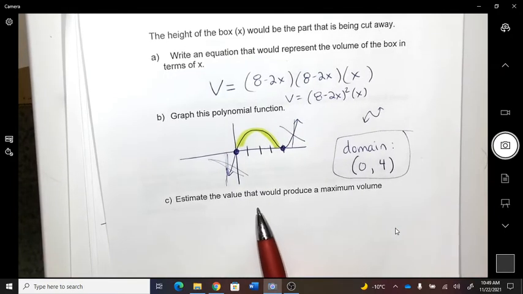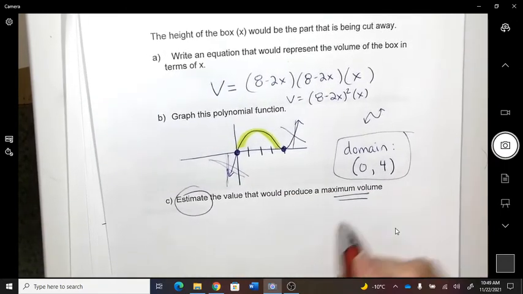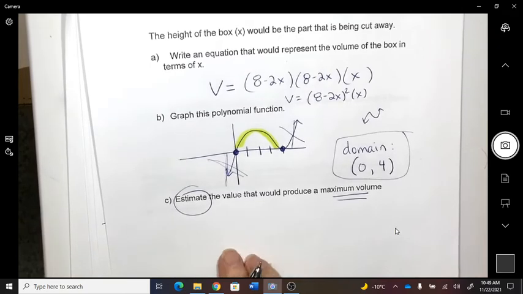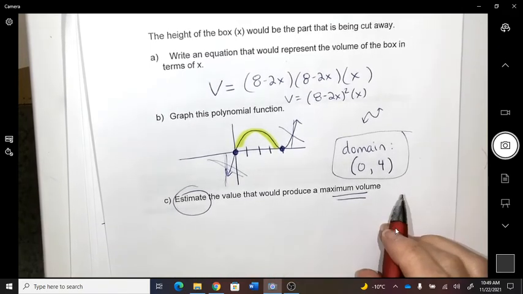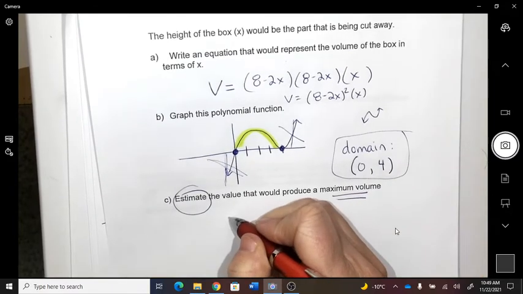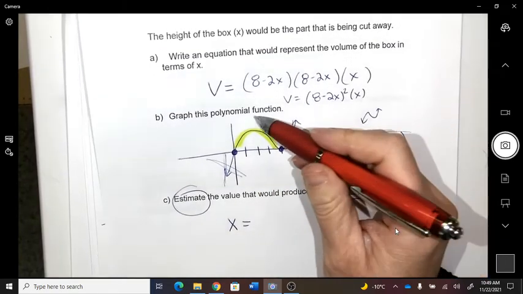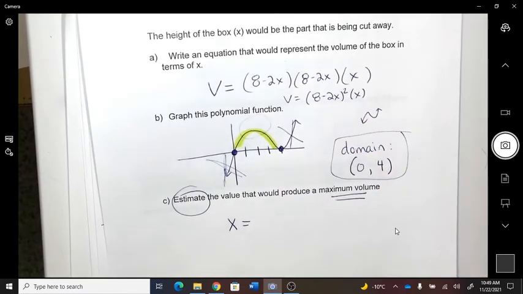Okay, estimate. Let's find the max volume here. It says estimate the value that would produce the max volume. So first of all, let's answer this question. What x number do you want to predict? Which x value would we be thinking about where we'd be the highest?